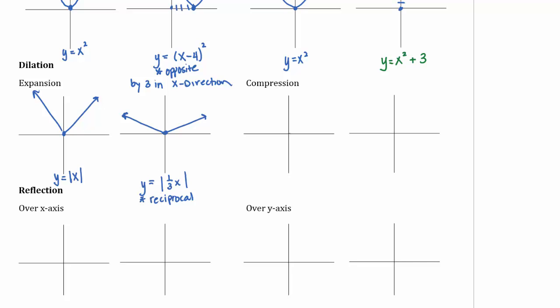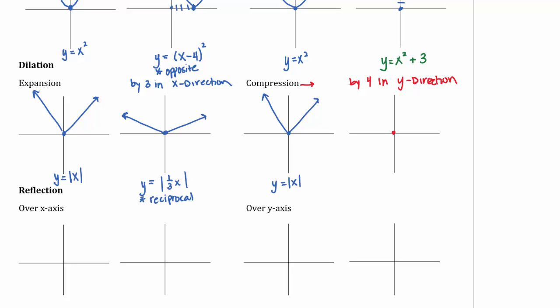Because in the y direction, if again I choose the absolute value of x as the parent function, and this time I'm going to go compression, right? Compression by 4 in the y direction.